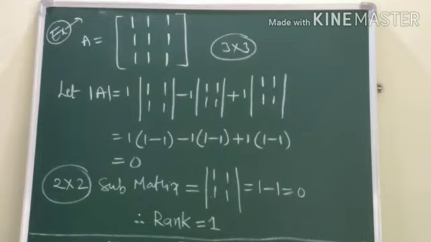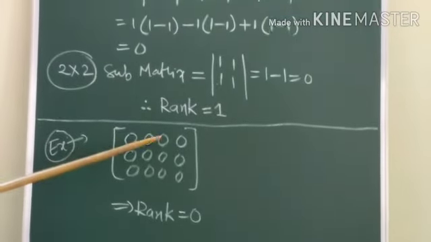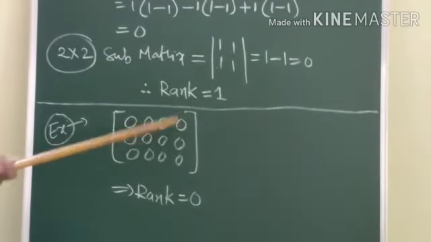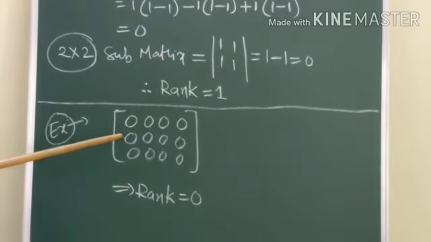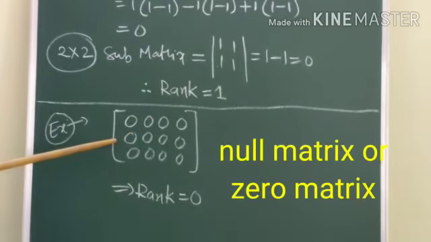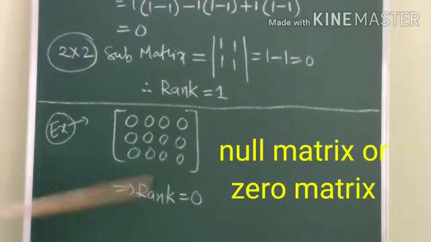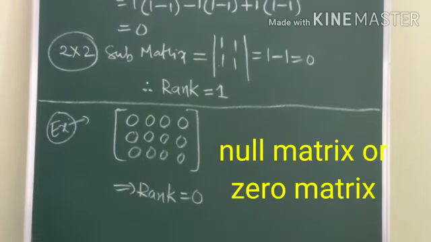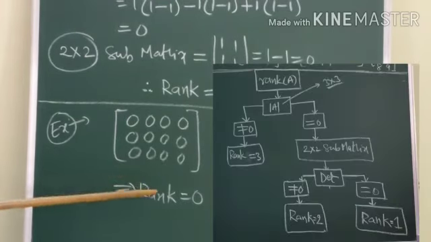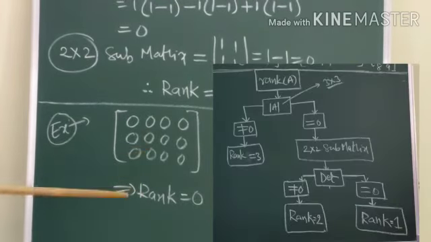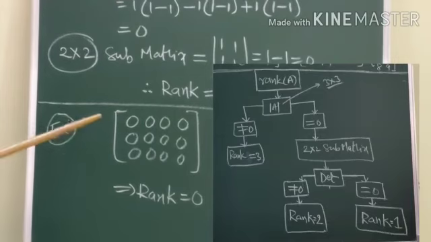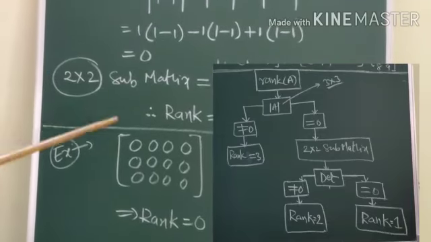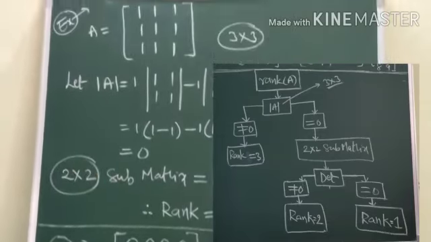Another example, that is 0 0 0 0, all zeros. All zeros means what is the type of this matrix? Null matrix, or we can say zero matrix. Always the rank of a null matrix in any order is 0. Remember this point. So in this way we can find the rank of the matrix. Here the definition of the rank is a 2 marks question, and finding the rank of any matrix is an important 4 marks question.